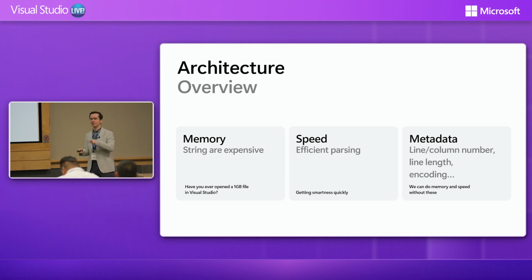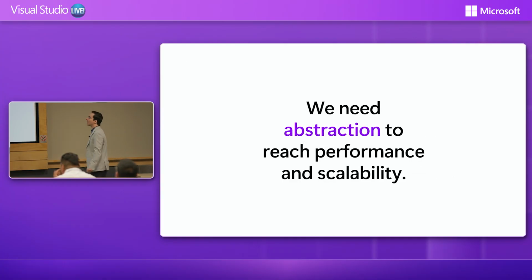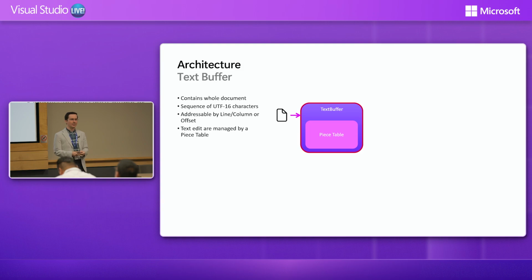If we had to allocate a string every time you type a character, imagine a 1 GB string we had to allocate every time. Every time you type a character, there would be an extra gigabyte allocated. That's just not OK. So we have a problem of scalability, memory, speed, and then we also lack a bunch of abstractions to know where the lines and columns are and other things. So therefore, we need to abstract everything. And to do that, we start with something called the text buffer.